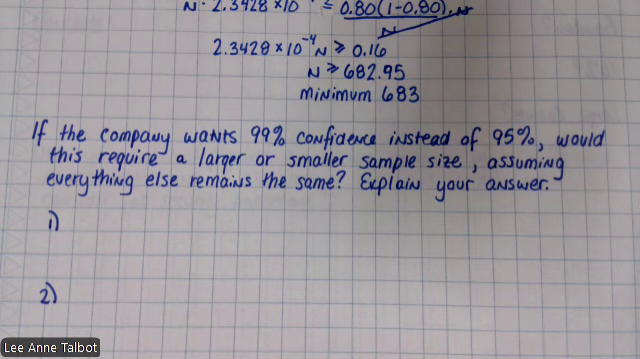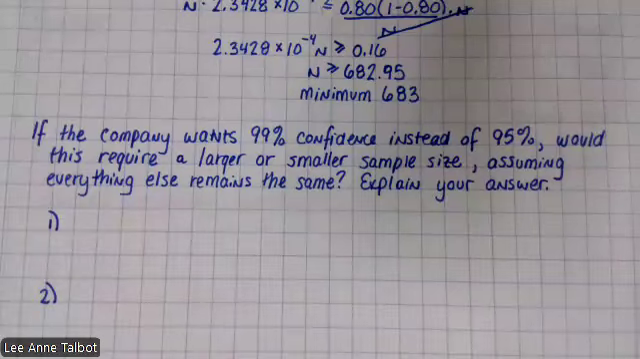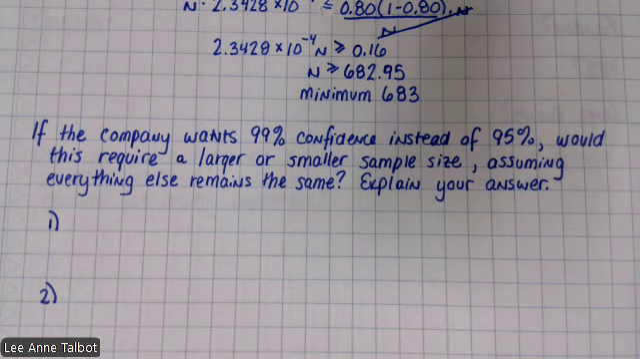If the company wants 99% confidence instead of 95% confidence, so be more confident, would this require a larger or smaller sample size, assuming everything else remains the same? We're going to actually list our explanation two different ways. Either way, it's 100% full credit. Please listen. It just depends on if you want a common sense explanation or a math explanation. Whichever one you like better.